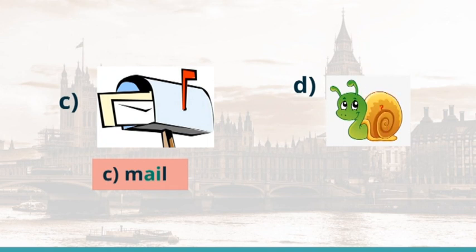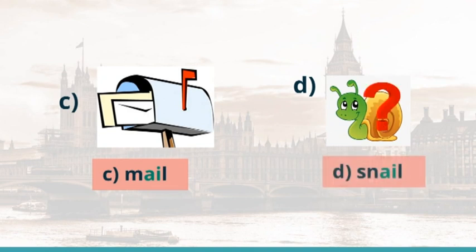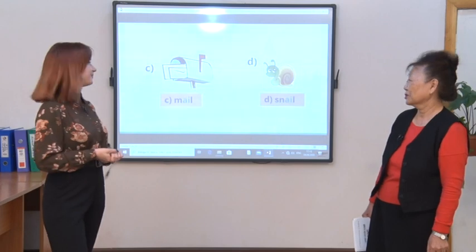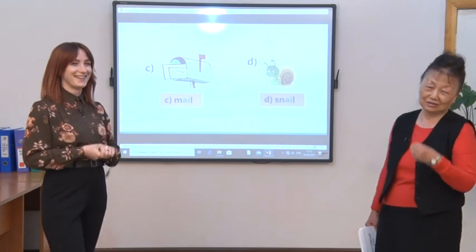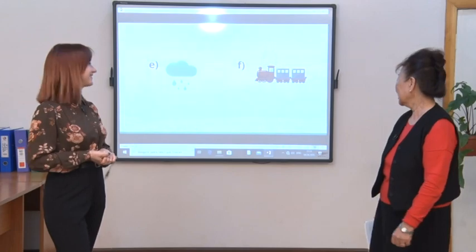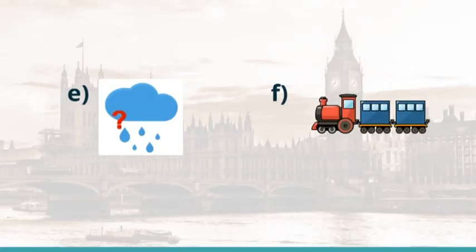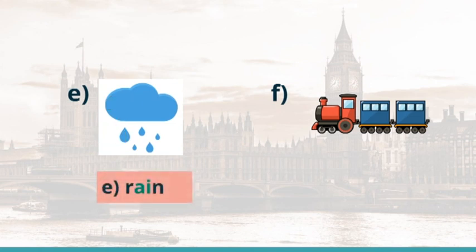So if I am not mistaken, this picture is a dog. No. What do you think? So it is a snail. Oh, thank you very much. So remember. Well, what is picture E? Is it snow? No. It is rain. What is picture F? It is train.